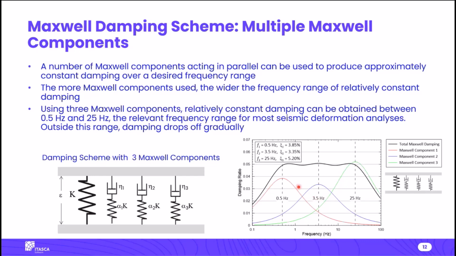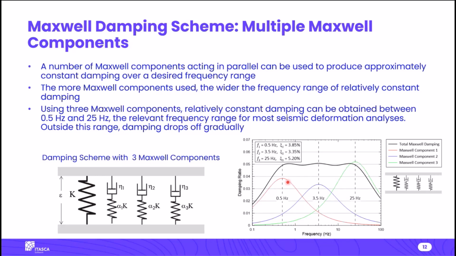And again, what ITASCA has given us in the current implementation is 3 of these Maxwell components, and you, the user, are free to set the frequencies of each of these Maxwell components and the damping of those Maxwell components. It's a typical ITASCA thing: you're given the basic low-level tools, and you do what you want with them. And for us, this kind of damping fit works nicely. We try to get constant damping between 0.5 hertz and 25 hertz.